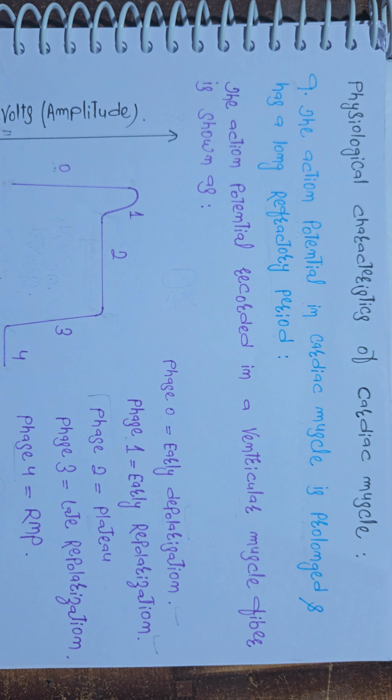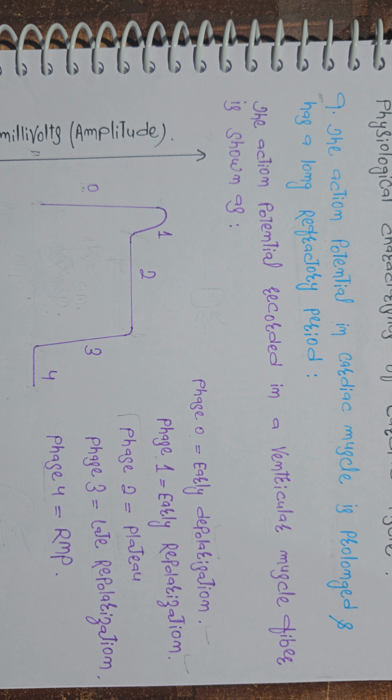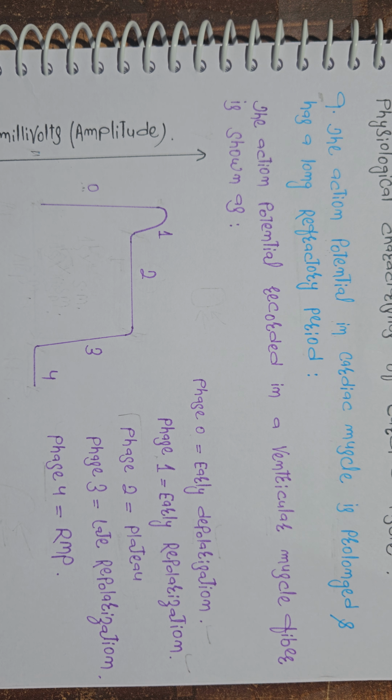No need to write anything. All my handwritten notes are in the description of the lecture. So, let's begin with characteristic number 9. It states that the action potential in a cardiac muscle is prolonged and has a long refractory period. What does this statement mean?